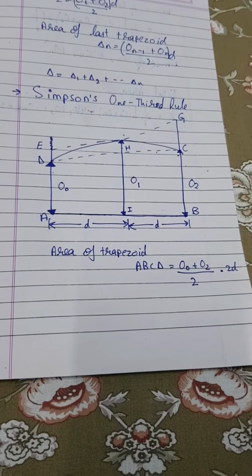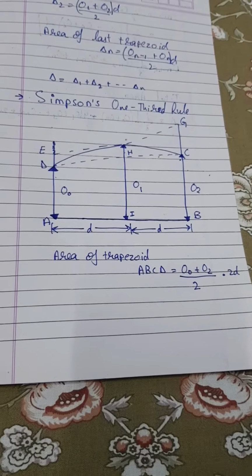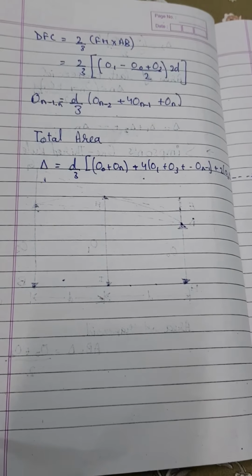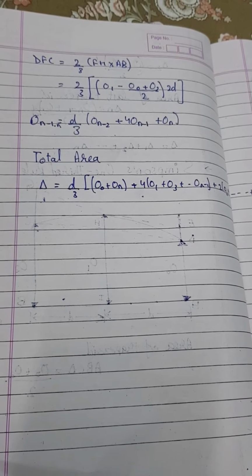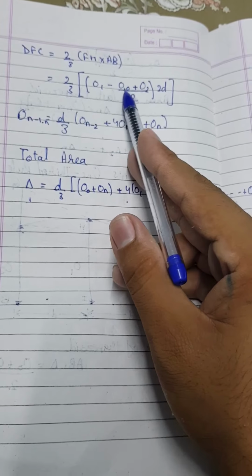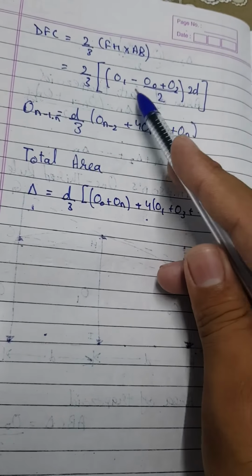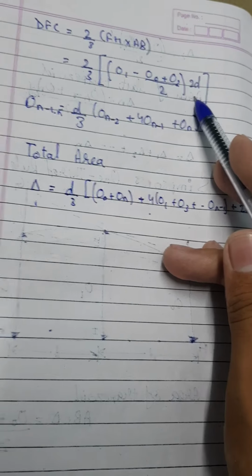The area of trapezoid ABCD would be O0 plus O2 divided by 2 whole multiplied by d. Similarly, for DFC would be 2 by 3 into FH into AB. As you can see here, 2 by 3 bracket O1 minus O0 plus O2 by 2. Here we have O0 plus O2 by 2. Similarly, we would get O0 plus O2 by 2 minus O1 whole multiplied by 2d.